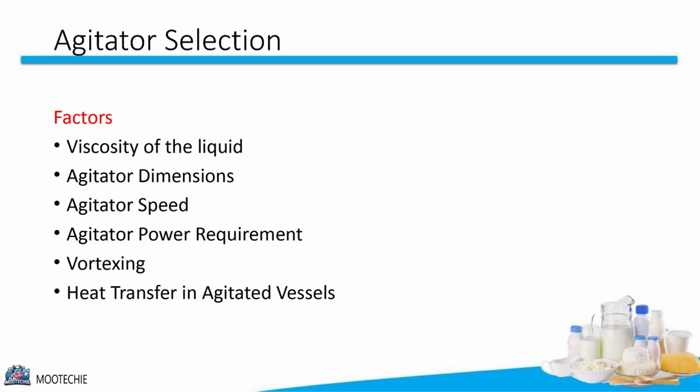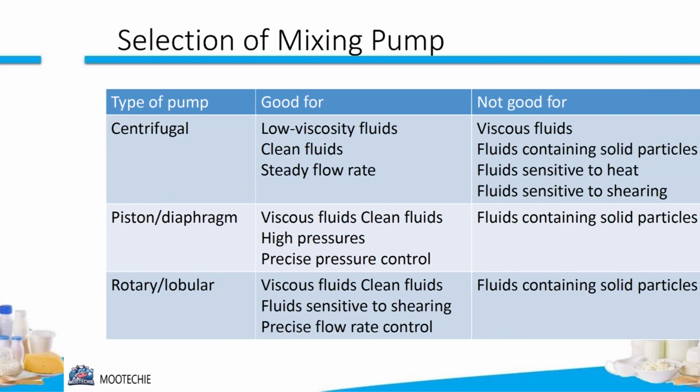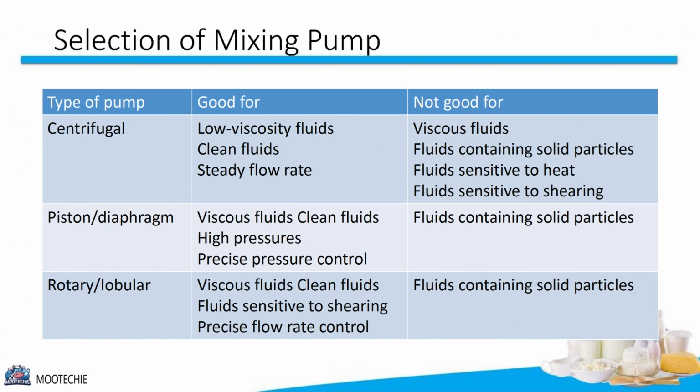Selecting the right agitator depends on several factors. You must consider the viscosity of the liquid being mixed. The dimensions of the agitator, particularly the impeller diameter relative to the tank, are critical. The agitator speed and the power requirement are also key calculations. It's important to assess the potential for vortexing and to understand the requirements for heat transfer if the vessel is jacketed. The selection of a mixing pump is equally important and depends on the fluid's properties.